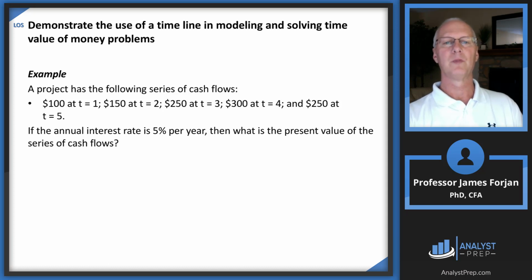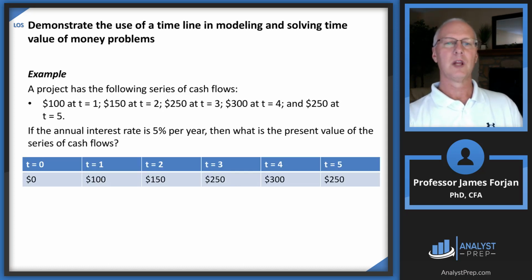Here's a good example. Suppose we have a series of cash flows. $100 at time period 1, $150 at time period 2, $250 at time period 3, $300 at time period 4, and $250 at time period 5. We're given an annual interest rate of 5%. The question is, what is the present value of that series of unequal cash flows? Now, here's the thing. These are not equal. They're consecutive, but they are unequal. So we're not going to be able to use the PMT button on the calculator. They do occur at the end of each period. So let's put together a timeline.